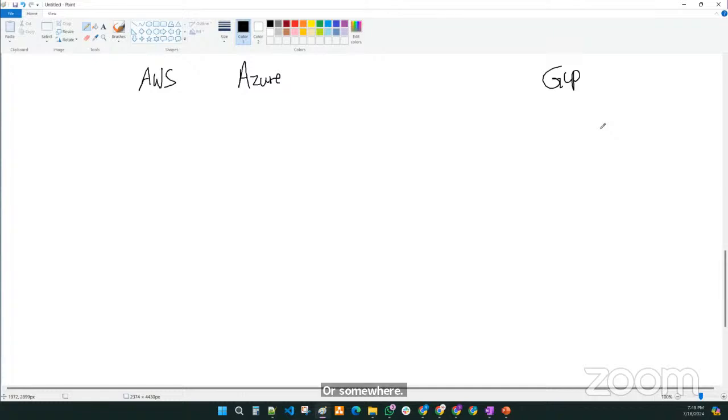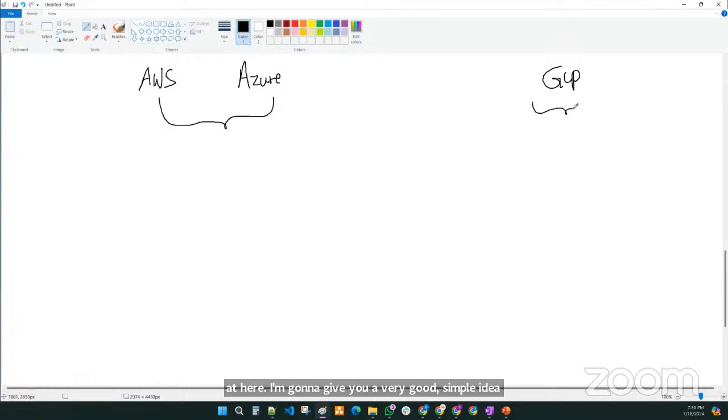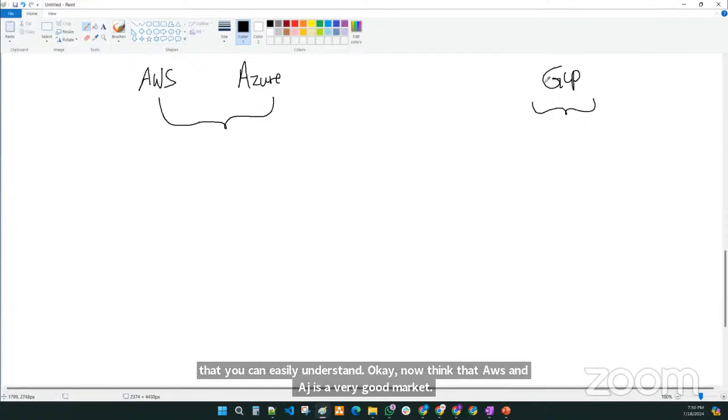I'm going to give you a very good, simple idea that you can easily understand. Think that AWS and Azure is a very good market. It's already having a good market. Even GCP is also. These are the three leading cloud providers.